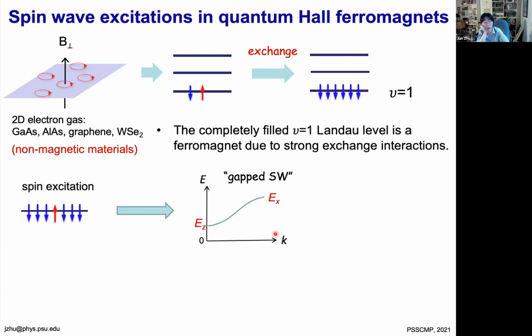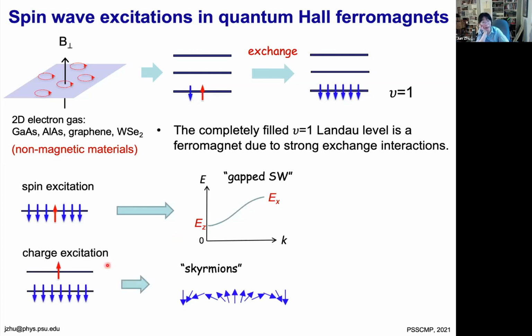If you go to the very large k limit, and that's a short length scale, you get back to this local excitation. Now that costs you an exchange energy, exchange between the neighboring spins. So that's the large k limit.